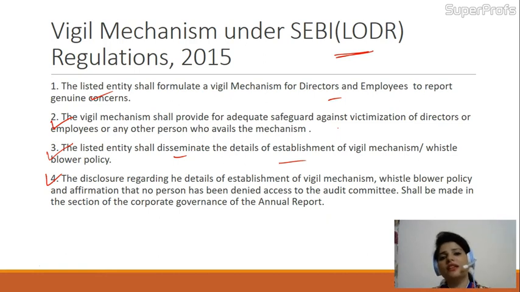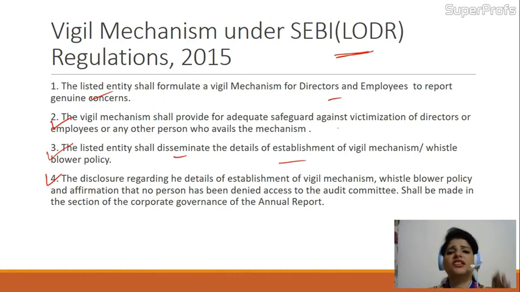Same as what we have read in the Sarbanes-Oxley Act 2002. That was the same point which provides against the victimization of the whistleblower, because if adequate protection is not provided to the whistleblower, then the entire motive behind the whistleblower policy is defeated.